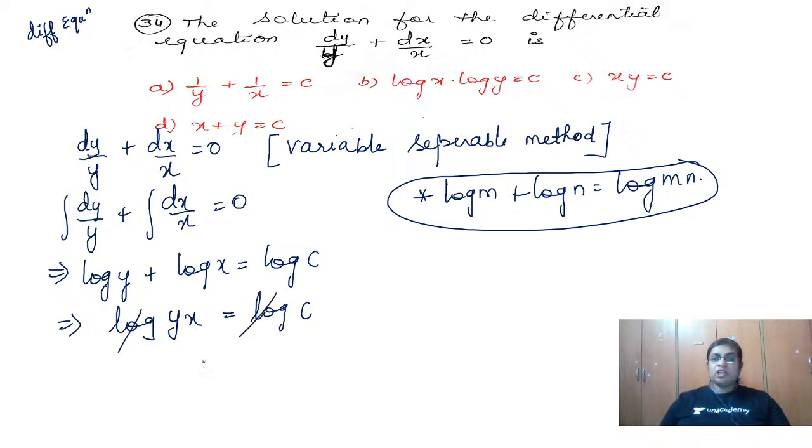So I can cancel log from both sides. Therefore I'm getting x into y is equal to c. Look at which option is satisfied here. Option C is satisfied. Hope you have no doubts. Hope you have understood. Okay, moving on to the next question.